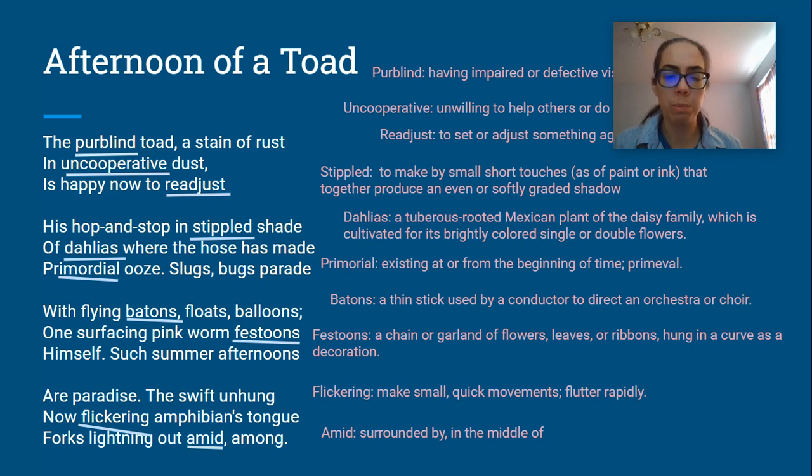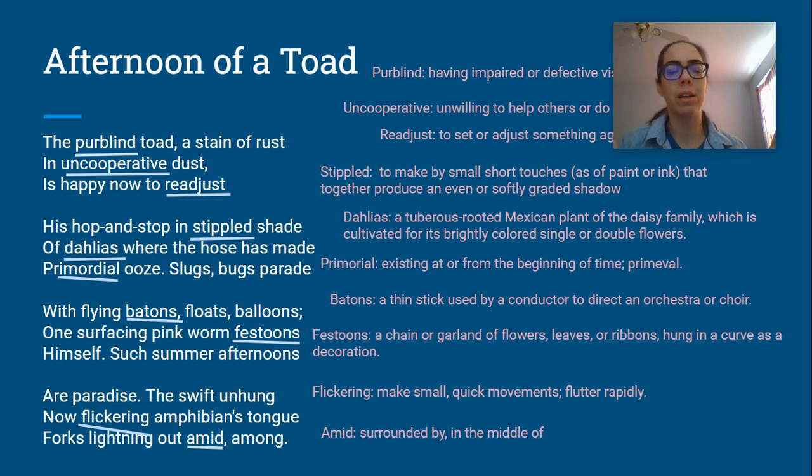This is hard to explain, but festoons, a chain of garland or flowers, leaves or ribbons. So like he's kind of caught up and he doesn't mean to, but he's above the surface of the ground or he's on the surface of the ground and he's kind of caught up, kind of looking like a decoration because he's around the leaves and the flowers and all of that stuff. So he becomes a festoon, part of that decoration, right?